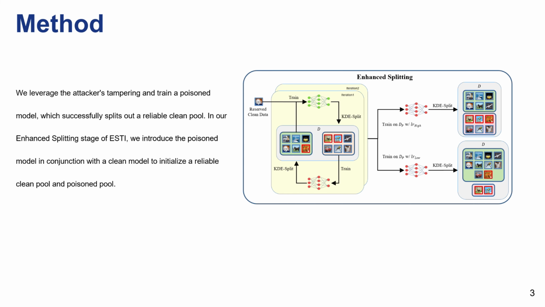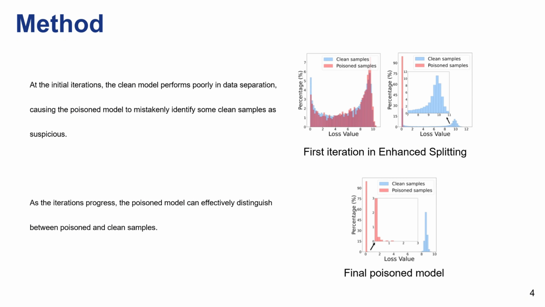We leverage the attacker's tampering and train a poisoned model, which successfully splits out a reliable clean pool. In our enhanced splitting stage of ESTI, we introduce the poison model in conjunction with a clean model to initialize a reliable clean pool and poison pool. At the initial iterations, the clean model performs poorly in data separation, causing the poison model to mistakenly identify some clean samples as suspicious. As the iterations progress, the poisoned model can effectively distinguish between poisoned and clean samples.